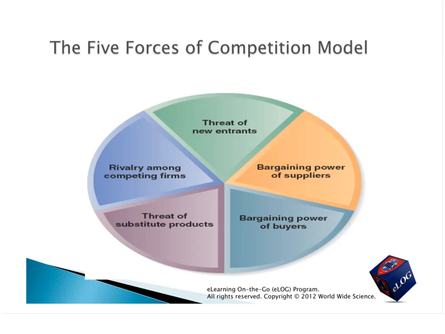Again, the 5 forces of competition model. We talk about threats of new entrants, bargaining power of suppliers, rivalry, threat of substitute products, and bargaining power of buyers. We kind of discussed it. I want to stop here. Don't want to go any further.